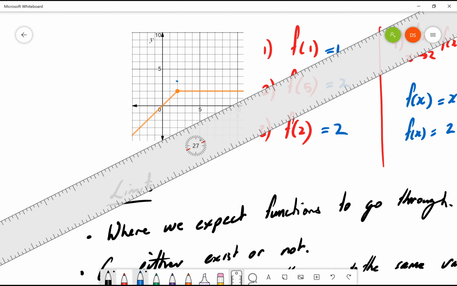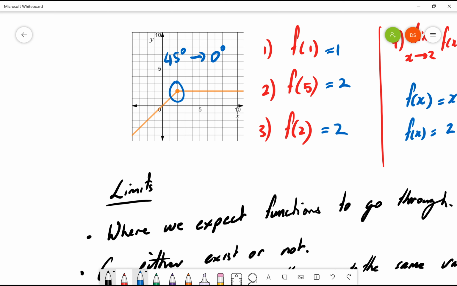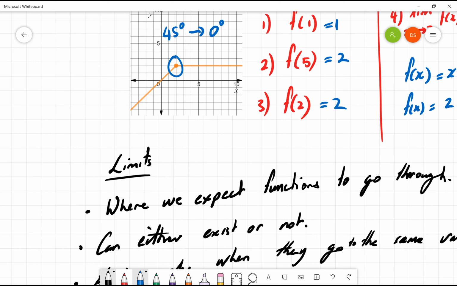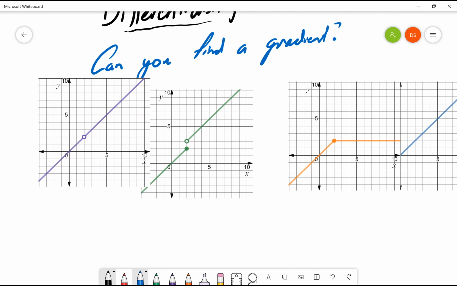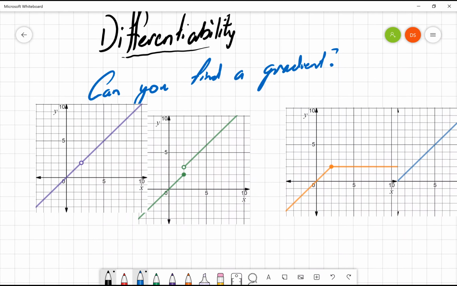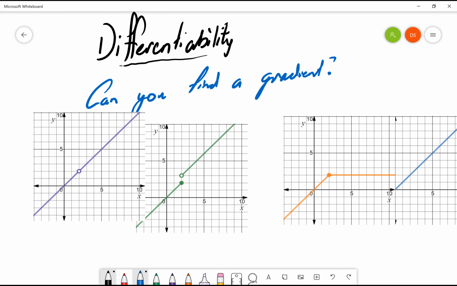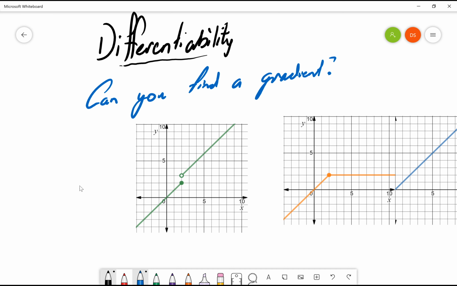there is no fixed slope. Because how do you get from 45 degrees to 0 degrees without doing anything? You can't. So the gradient changes really quickly, and the slope changes really quickly. Because of that, it's called a not differentiable point. So a function is only differentiable if it's continuous at that point, and it's got no sharp turns at that point.